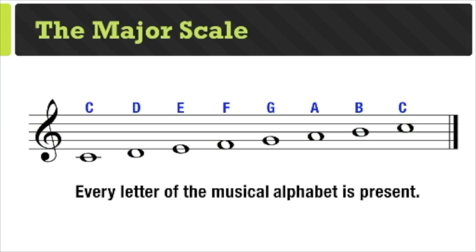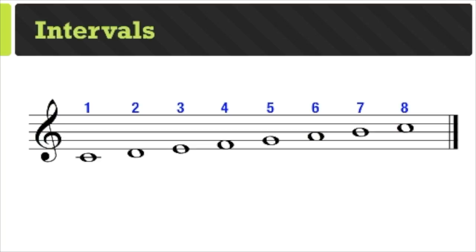In this video, I will give an introduction to the concept of intervals in music. Remember that a major scale contains each of the 7 letters of the musical alphabet. When a major scale is arranged in ascending order, each note is given a number according to its position within the scale. These are called scale degrees.